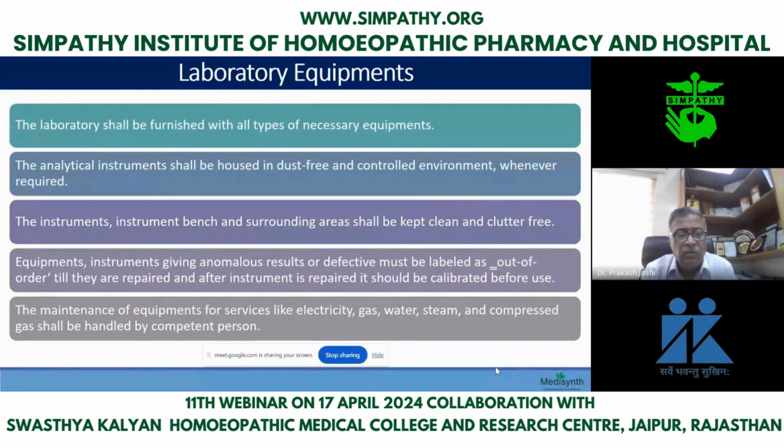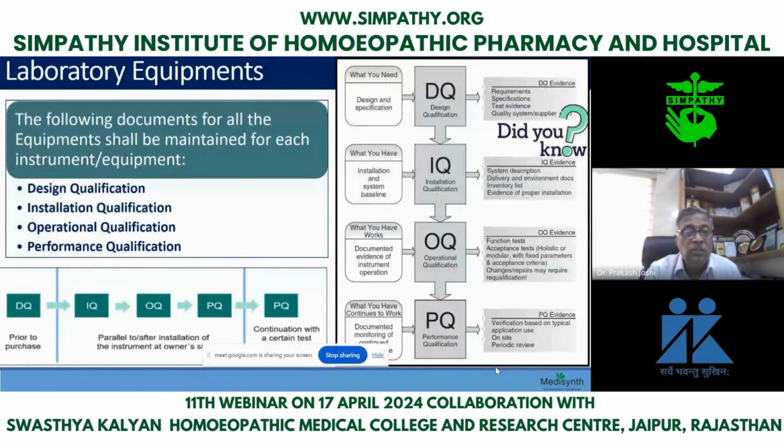The same way, when we buy an instrument, it is very important that you have a performance qualification. That will come later on. There is an operational qualification, a performance qualification. So that is very important. Initially, whether that instrument is working in the same way or not, we'll see in the next few slides. These are the laboratory equipment.